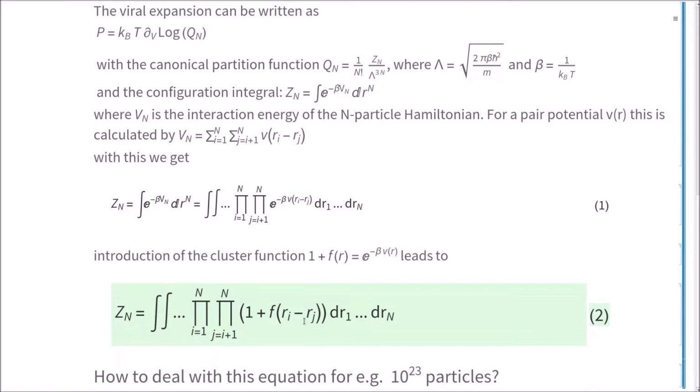So we have an integral over all particles and of all pairs of particles. And this is indicated by this double product. And you can imagine that this becomes quite complicated for a reasonable number of particles. So a reasonable number of particles, we talk about 10 to the 23 particles.